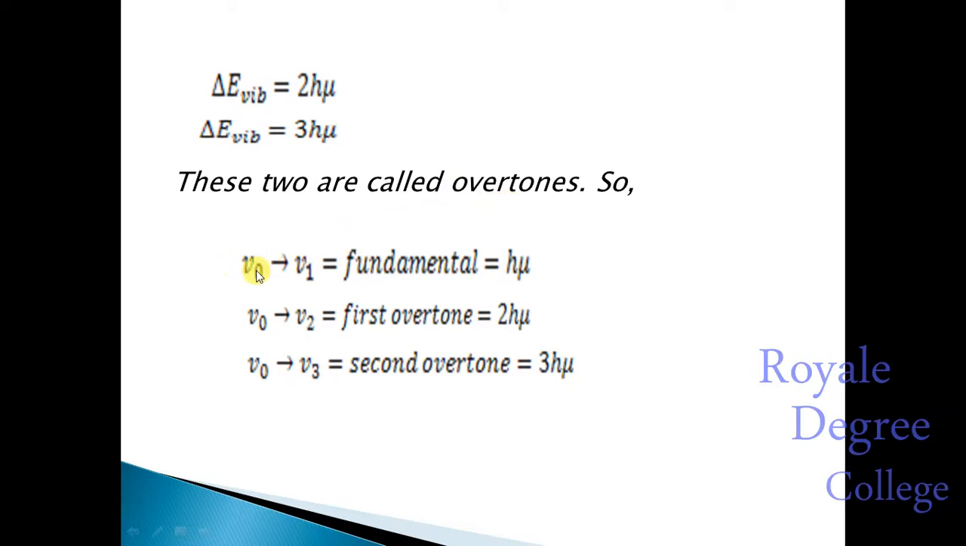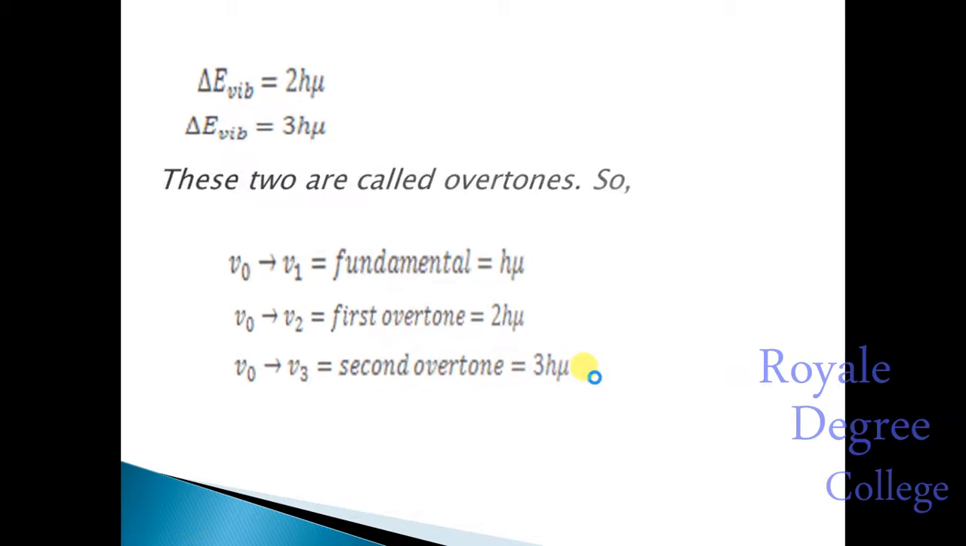So here we can say the transition from V0 to V1, that is called fundamental. Its value is equal to H mu. Then the transition from V0 to V2, that is named as first overtone. Its value is 2H mu. The transition from V0 to V3 is the second overtone. It is equal to 3H mu.